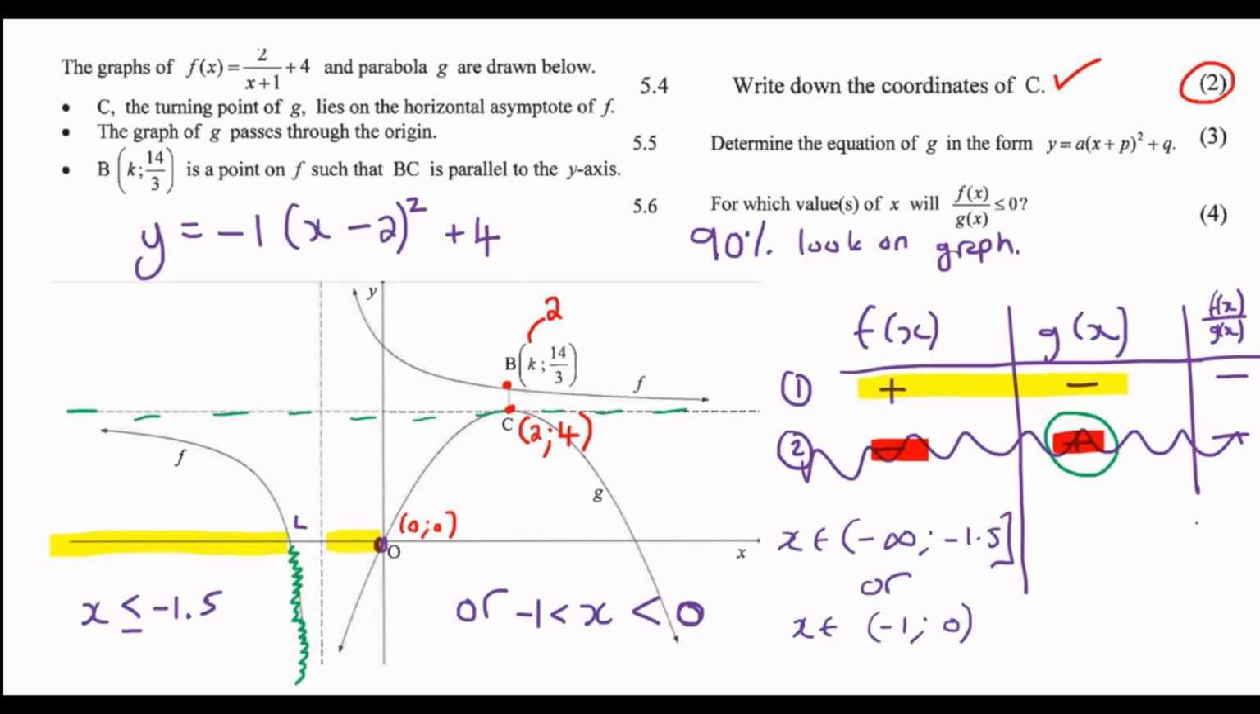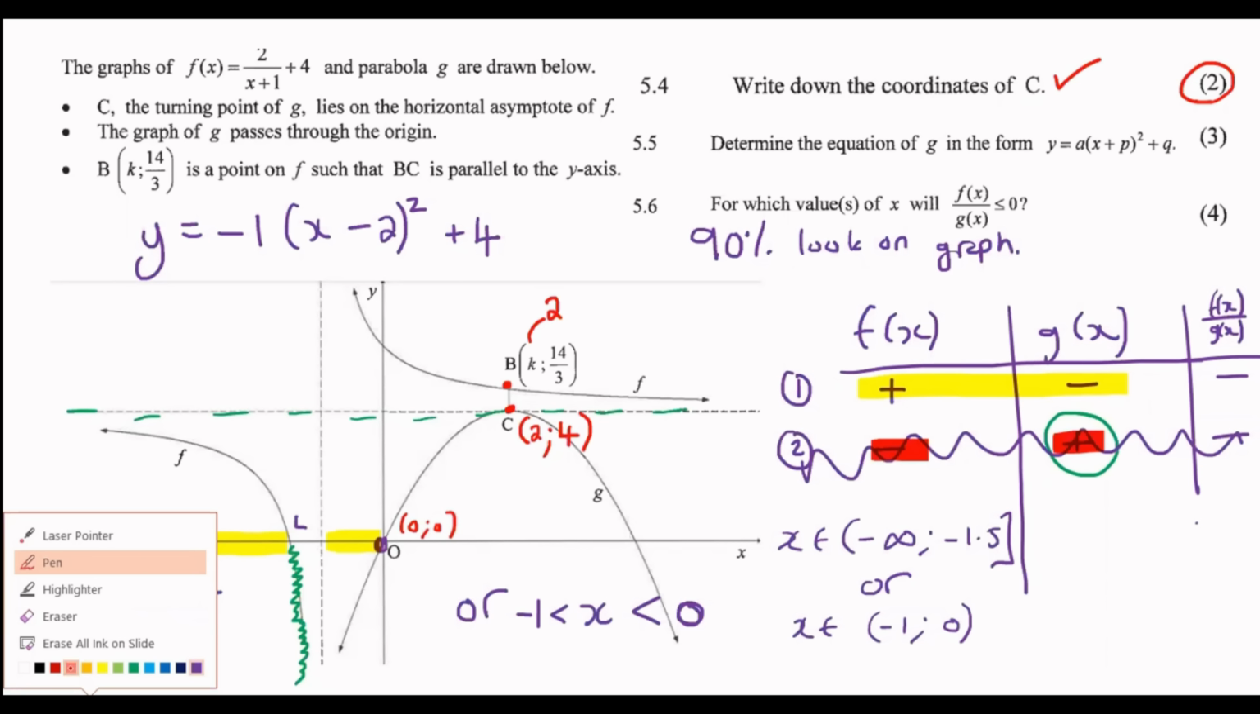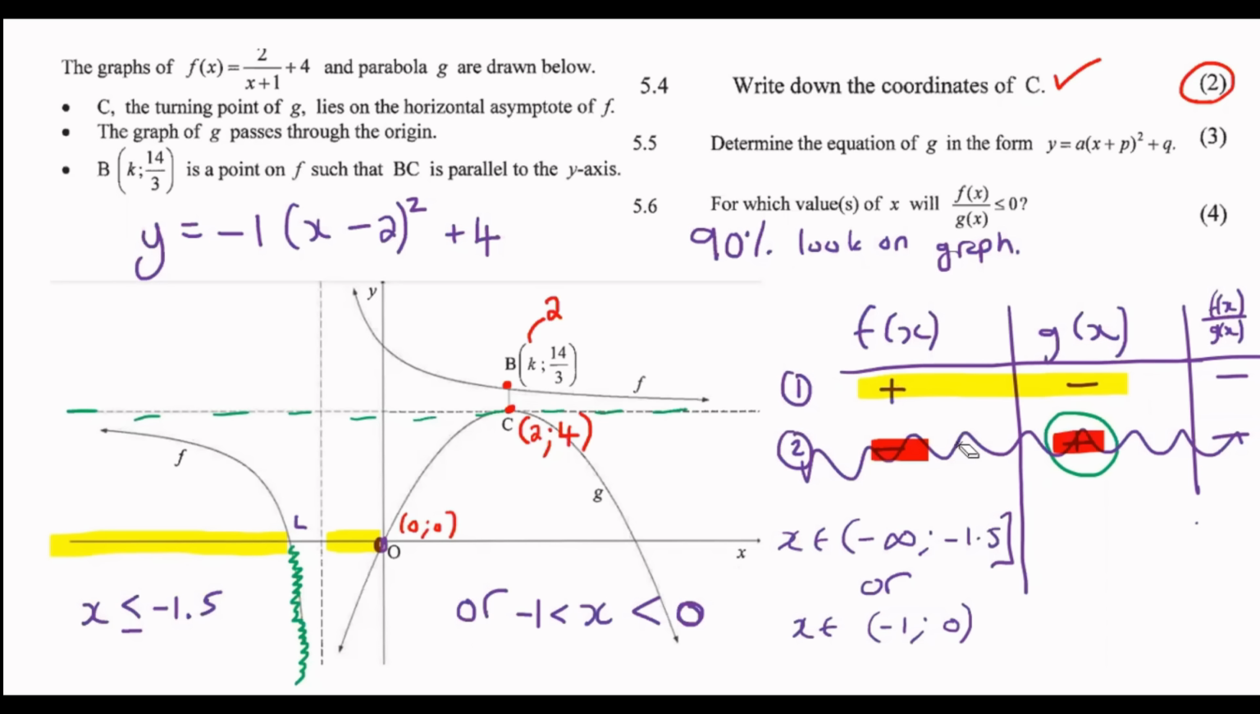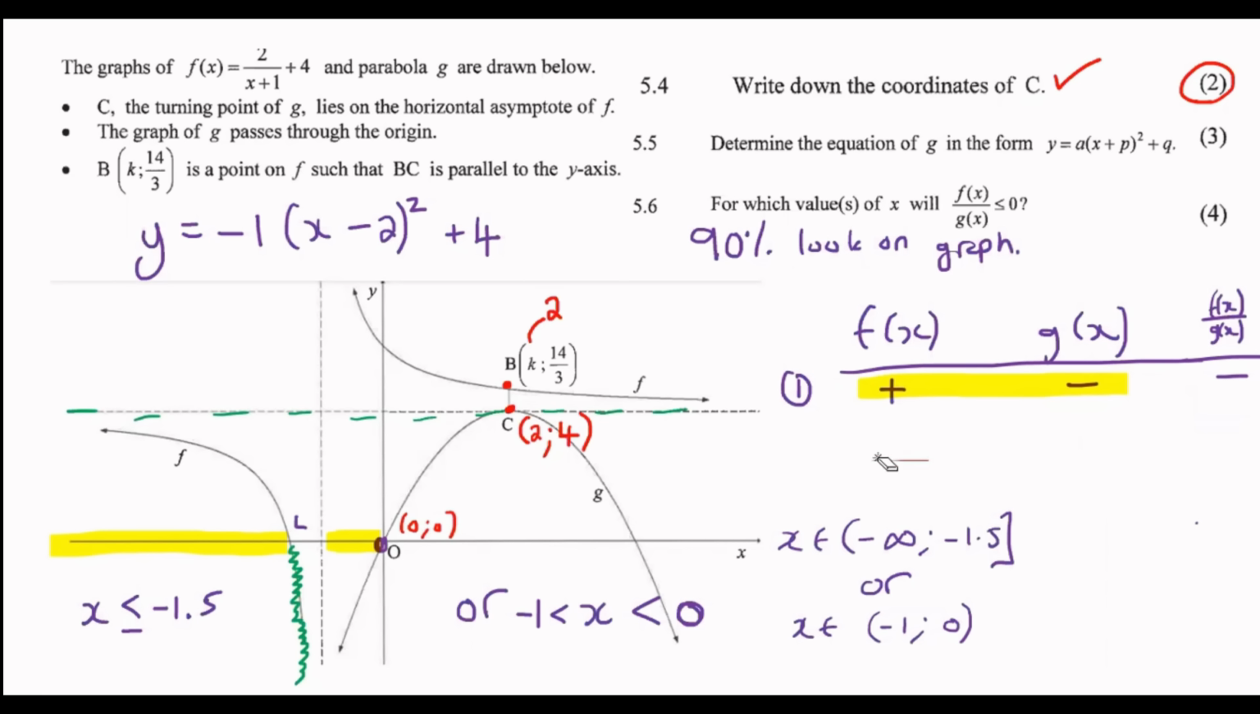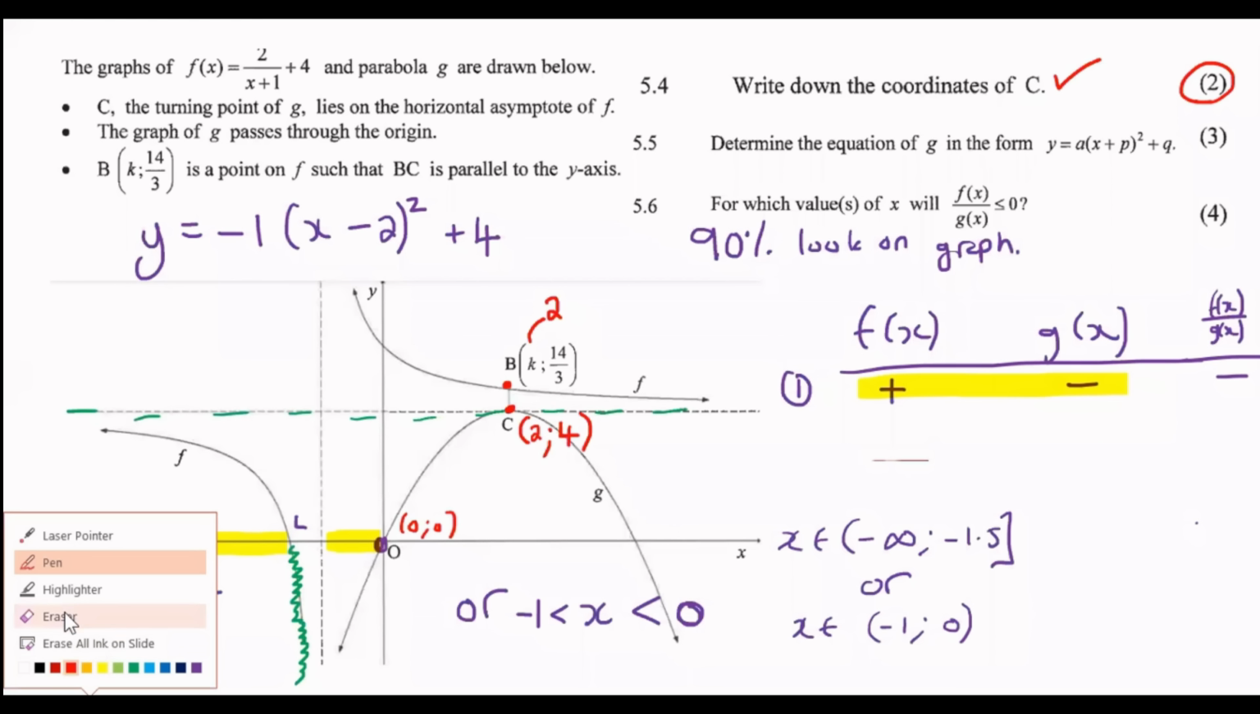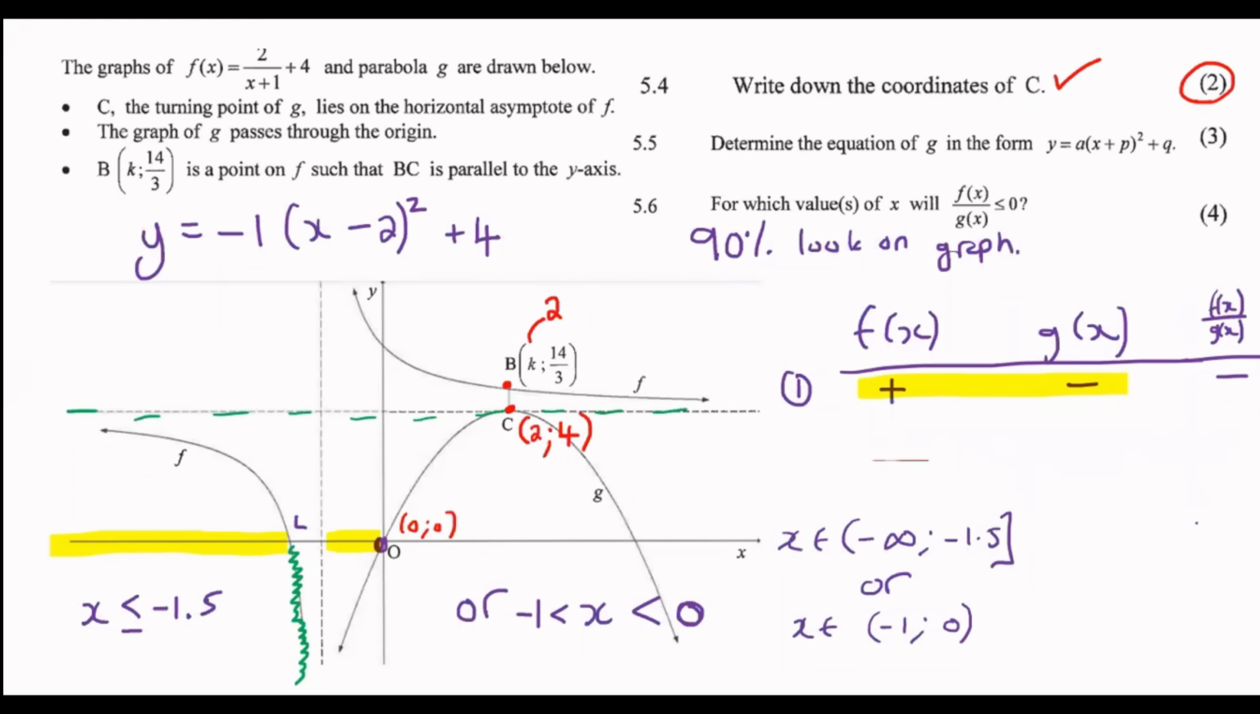There is another interval where g of x, sorry, that one didn't work at all. Where g of x is negative. So g of x is negative over here. Let me just get the yellow again. g of x is negative here. And then f of x is also positive over there. Can you see that? So that is also a very good interval.